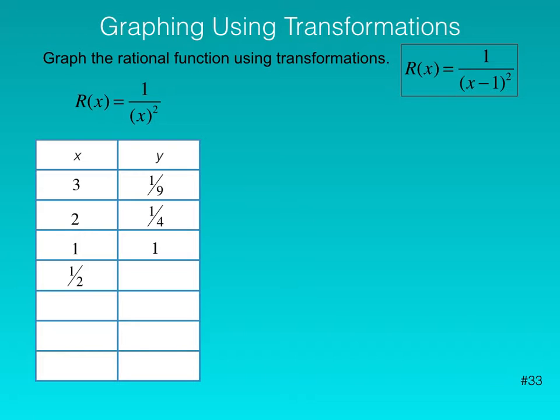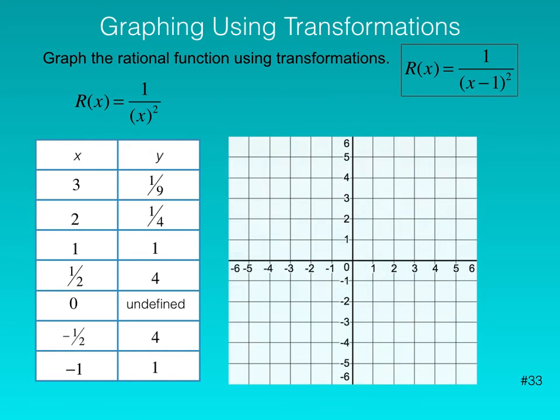At x equals a half, this is going to be y equals 1 over 1/4, which is the reciprocal of 1/4, which is 4. At x equals 0, the function is undefined because you're not allowed to divide by 0, so there will be an asymptote there. At x equals negative a half, when you square negative 1/2 in the denominator, you get 1/4, and the reciprocal of 1/4 is 4. And at x equals negative 1, y equals 1.